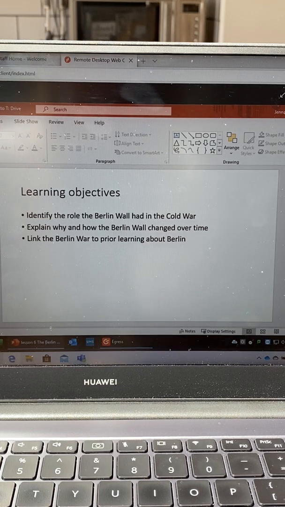Again, we have an understanding of Germany, right? We have an understanding of what's happening with Berlin. We already know it's an issue within the Cold War. So just link it back to your lesson 5.